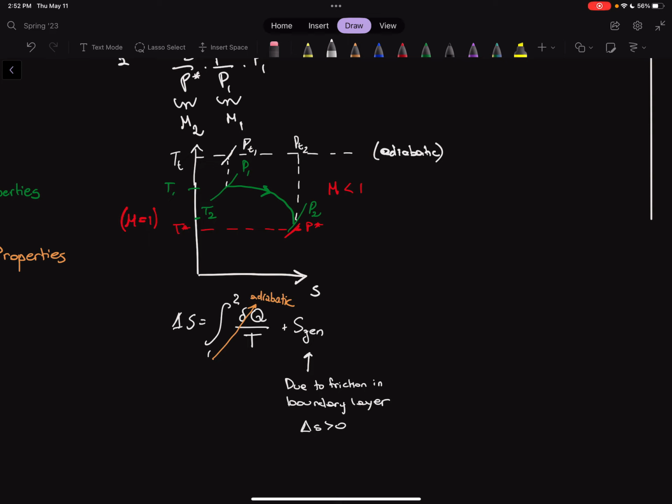PT is changing because that's not isentropic, because we have creation of entropy, right? So entropy changes pressure but not temperature? Mm-hmm. Total pressure. Total temperature is the same because it's adiabatic. Constant.